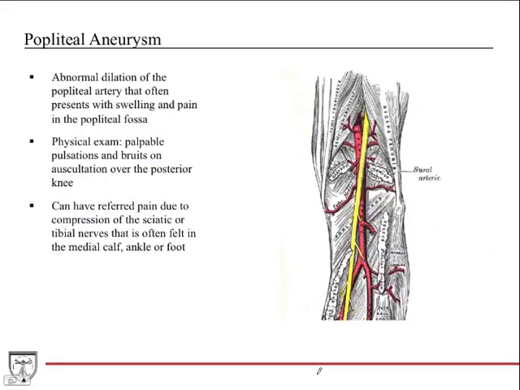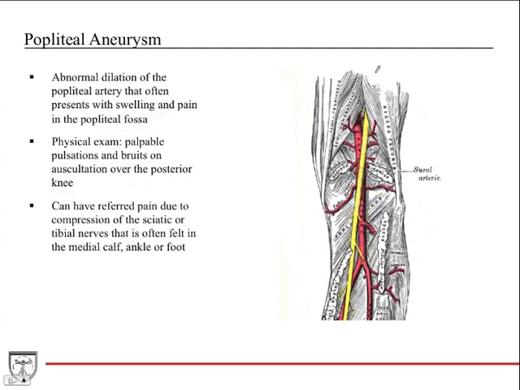A good clinical tie-in here is a popliteal aneurysm. Just like in the aorta or anywhere else, it's a ballooning or bulging of the artery. It's an abnormal dilation of the popliteal artery that often presents with swelling and pain in the popliteal fossa, the posterior aspect of the knee. There's a palpable pulsation, so if you have a bulging aneurysm like this, you're going to be able to feel it. Even if you put your stethoscope over the popliteal fossa, you can hear bruits, shots of blood coming through here, so you can see that on auscultation over the posterior knee.